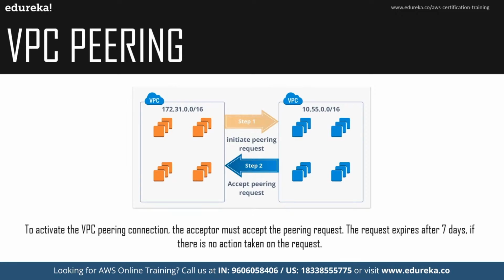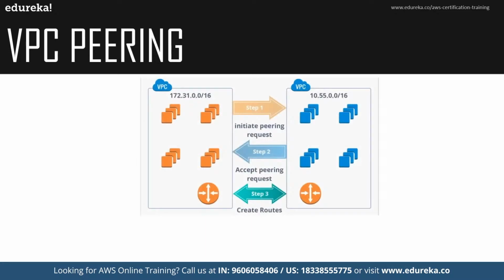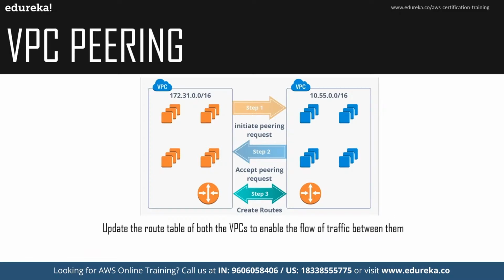To activate the VPC peering connection, the acceptor must accept the peering request, as has been accepted by the blue group here. The request expires after 7 days if there is no action taken on the request. Once this peering request has been accepted, then we can create routes to connect the various instances between these two groups. We update the route table of both the VPCs to enable the flow of traffic between them.